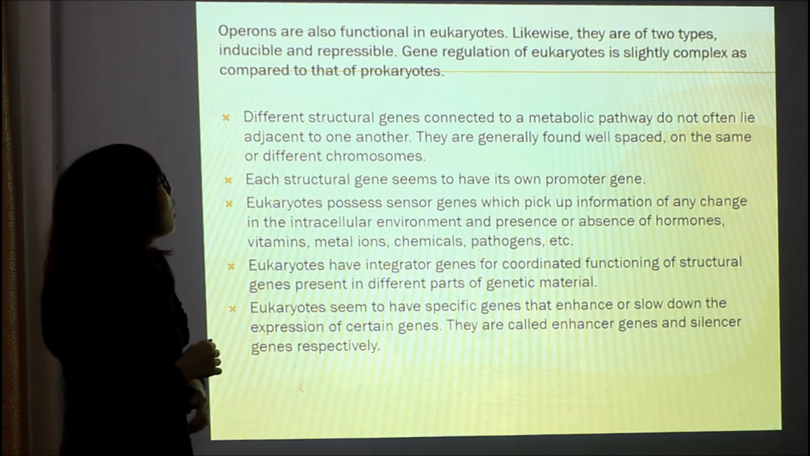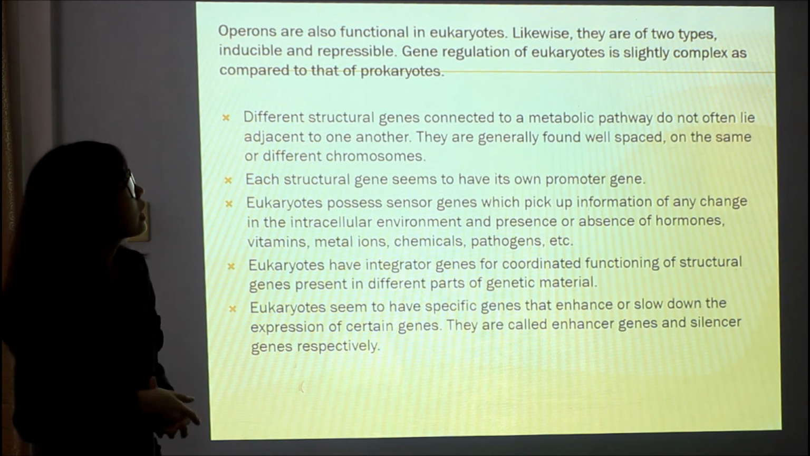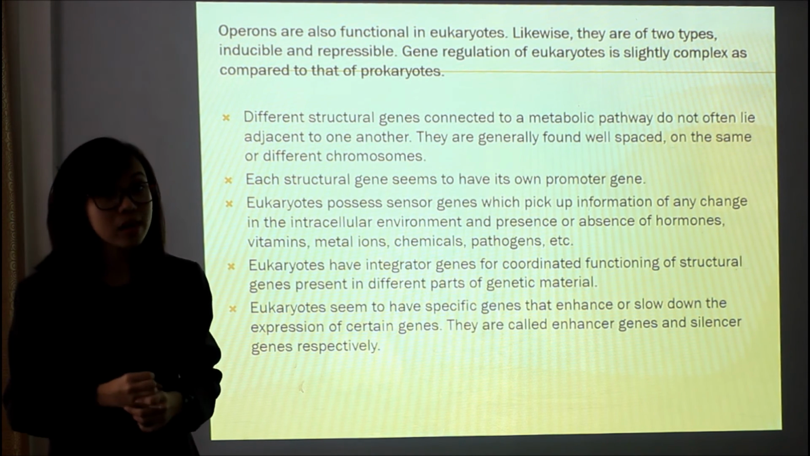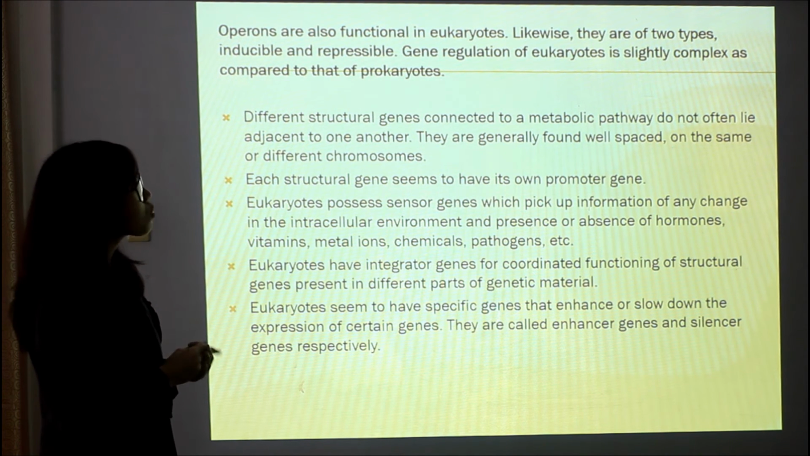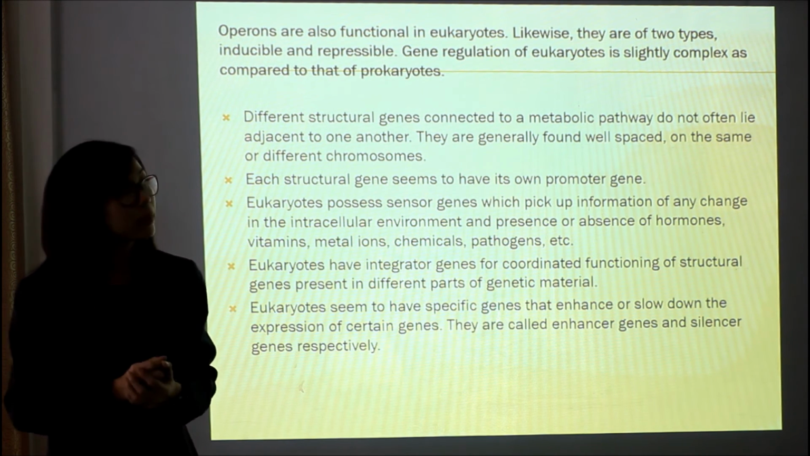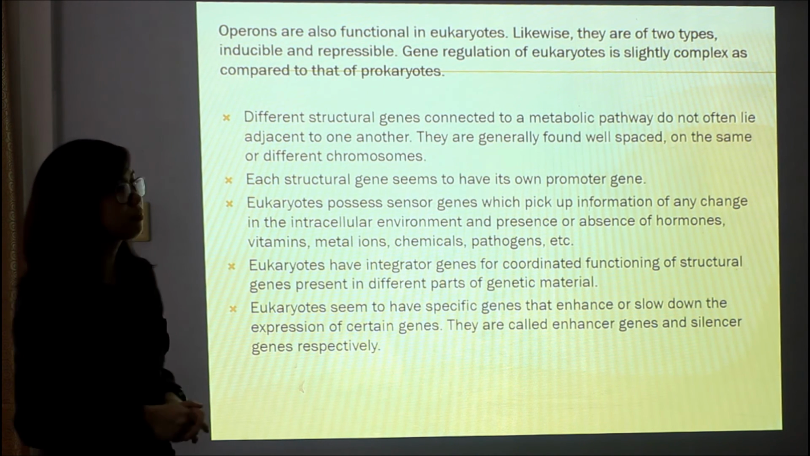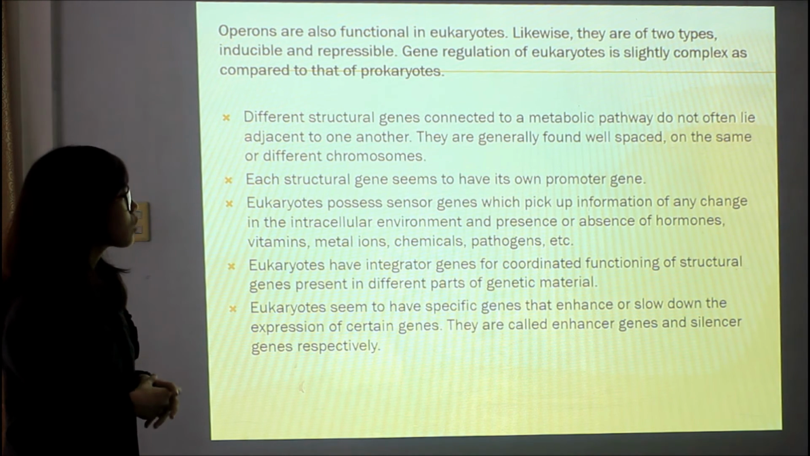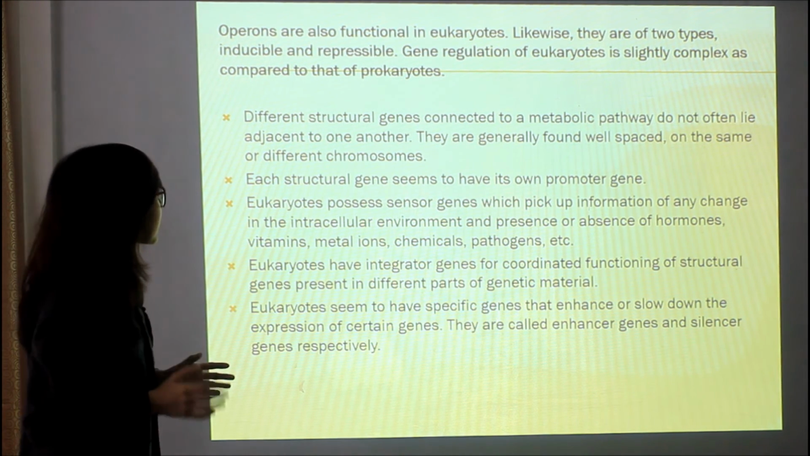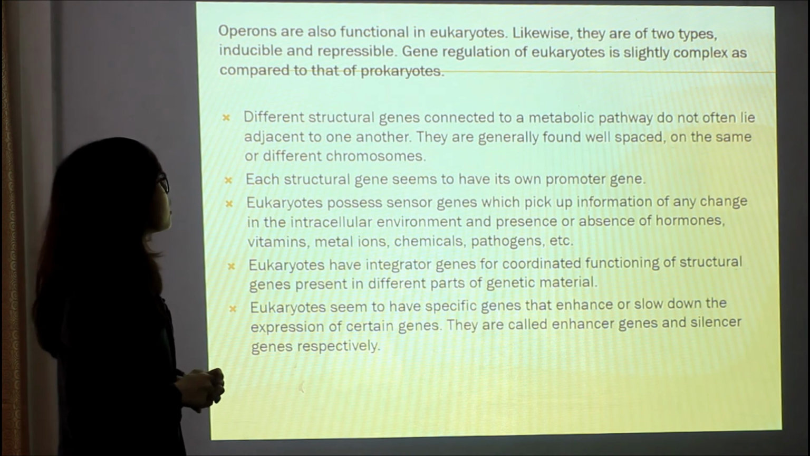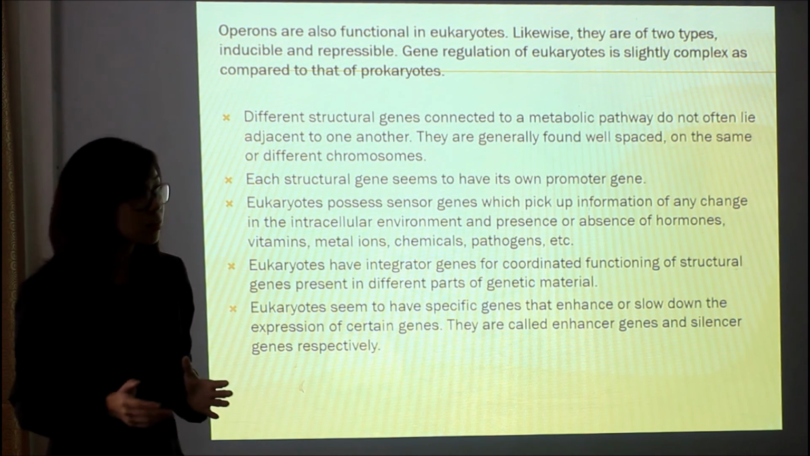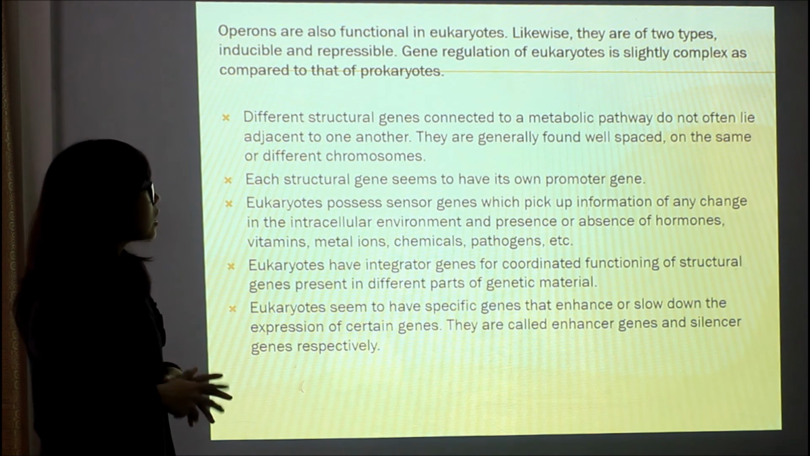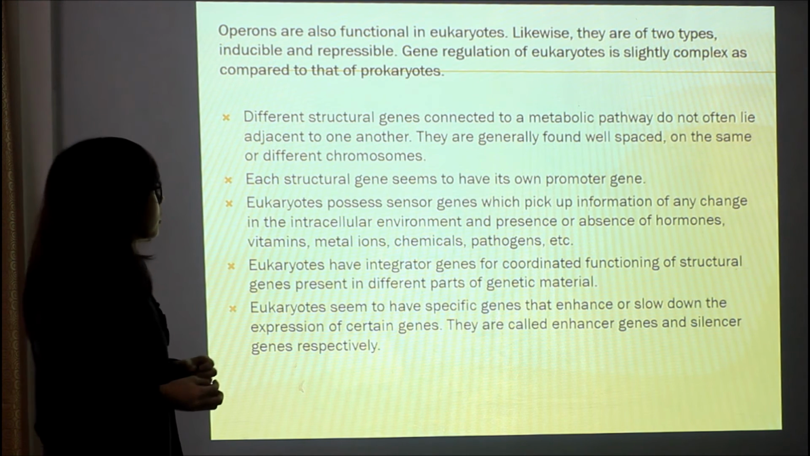Operons are also functional in eukaryotes. Likewise, they are of two types, inducible and repressible. Gene regulation of eukaryotes is slightly complex as compared to that of prokaryotes. Different structural genes connected to a metabolic pathway do not often lie adjacent to one another. They are generally found well spaced on the same or different chromosomes. Each structural gene seems to have its own promoter gene.